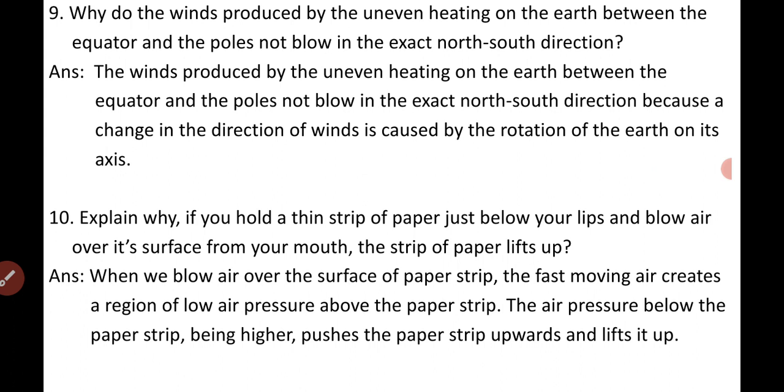Because of the fast moving air, it will reduce the pressure above the paper strip, and the higher pressure acting from below the paper strip lifts it up. So this is the answer of question number 10. You can pause the video and note it down from here.